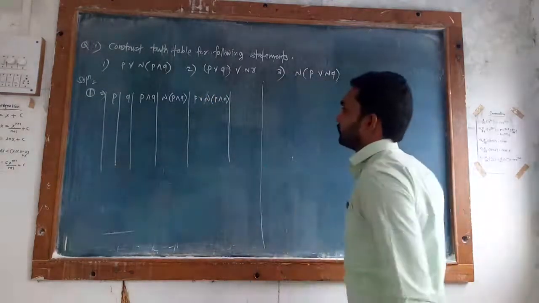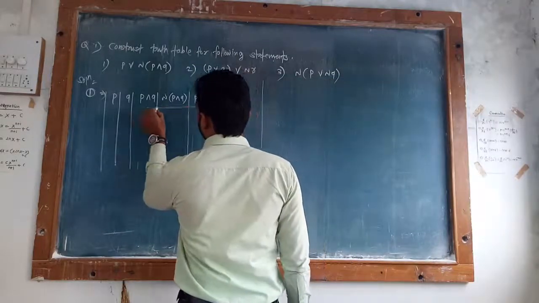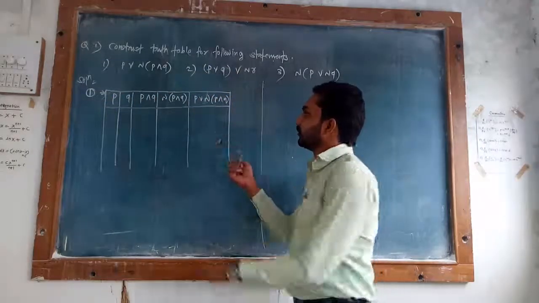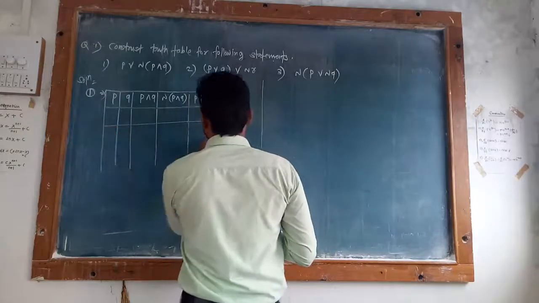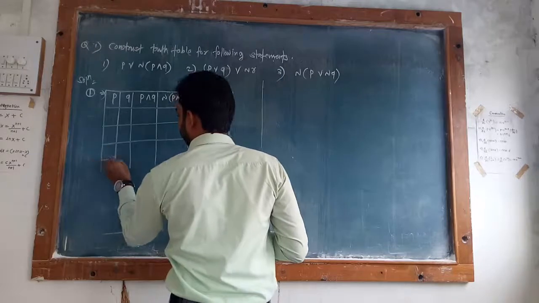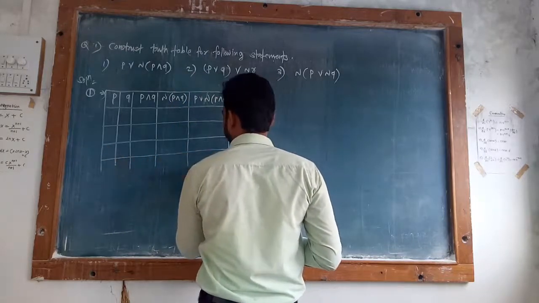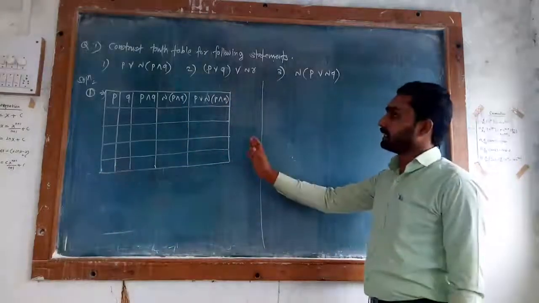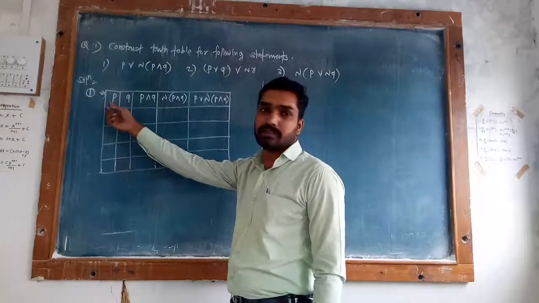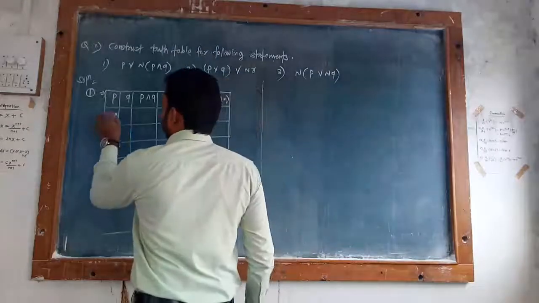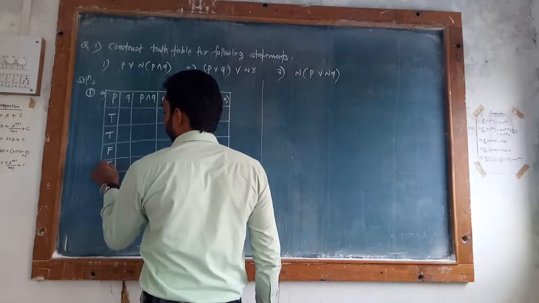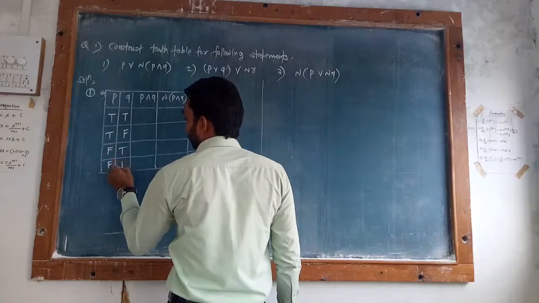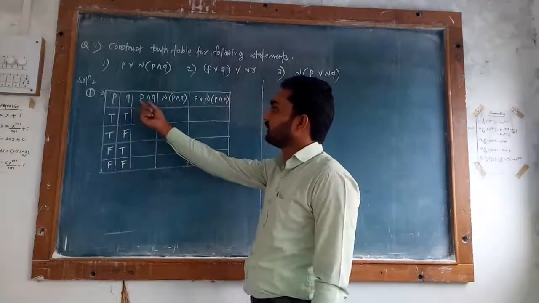This is your truth table, containing 4 rows and 5 columns. In the first column for proposition P, there are 2 T values and 2 F values. F means false, T means true. For proposition Q, take the alternate values T, F. Next column for P and Q.